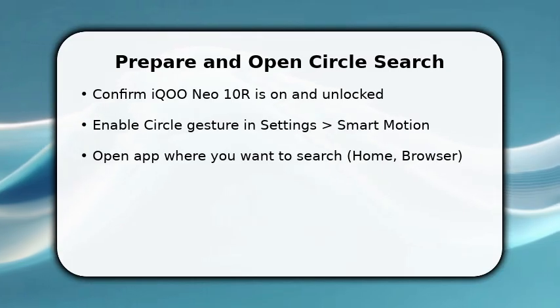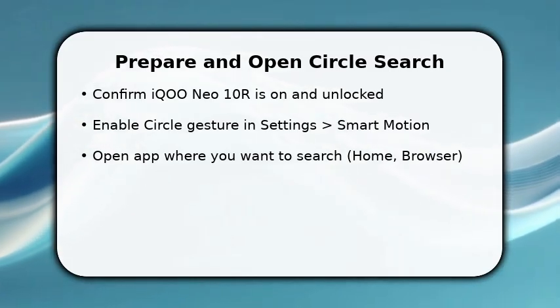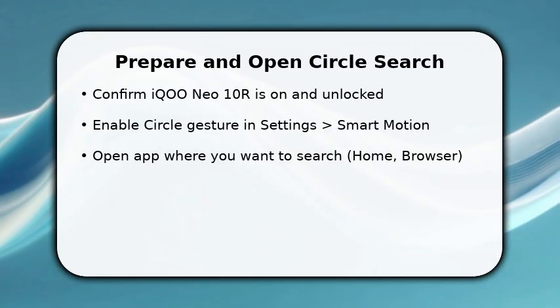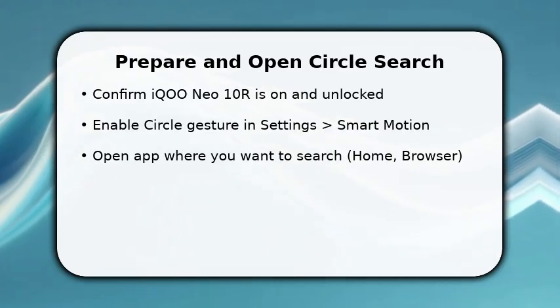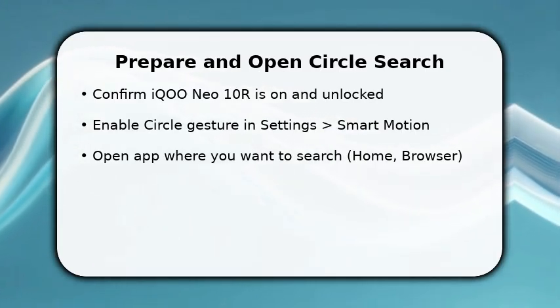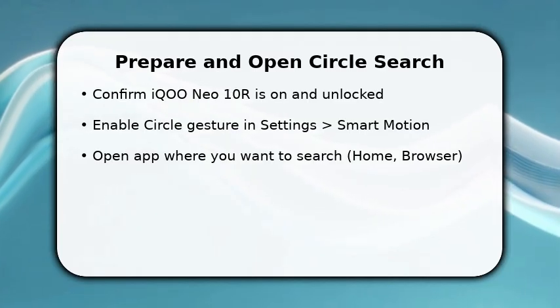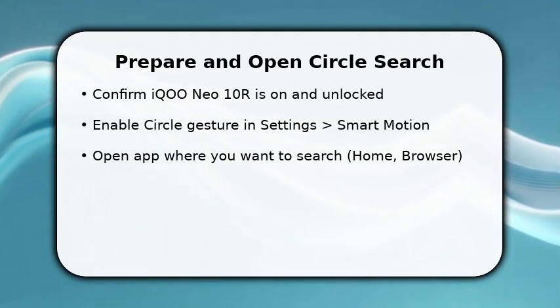You start by enabling the circle gesture in Settings. Go to Smart Motion and toggle Circle Search on. Once done, unlock the phone and open the app or screen you want to search from Home Screen, Browser, or any app that supports selection.